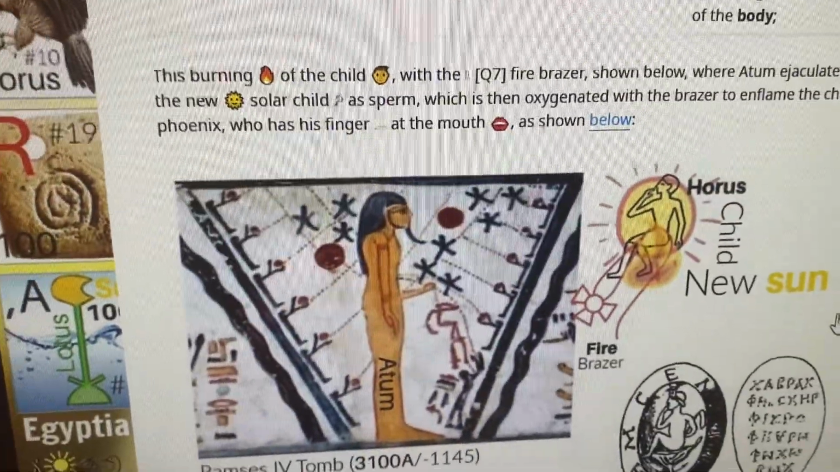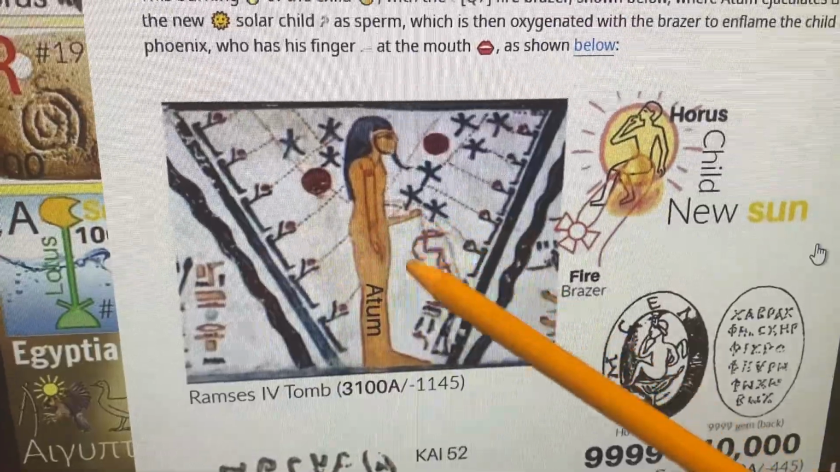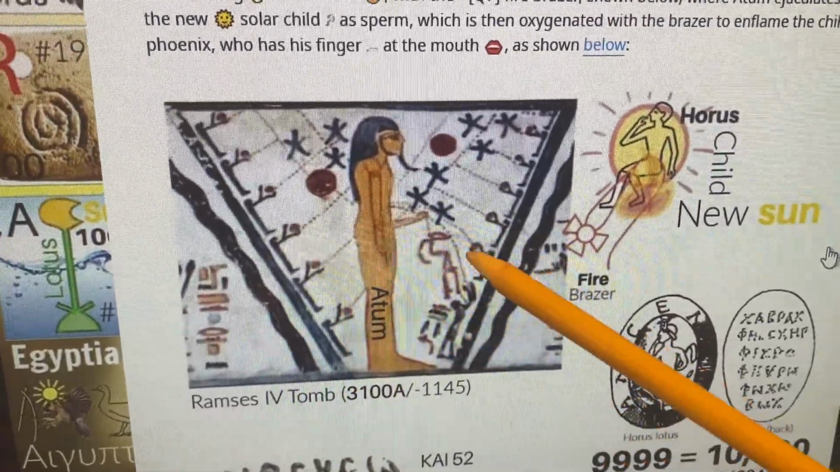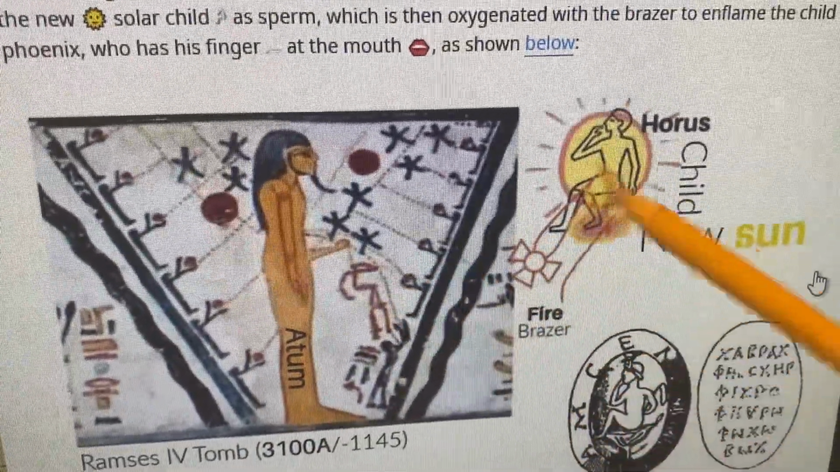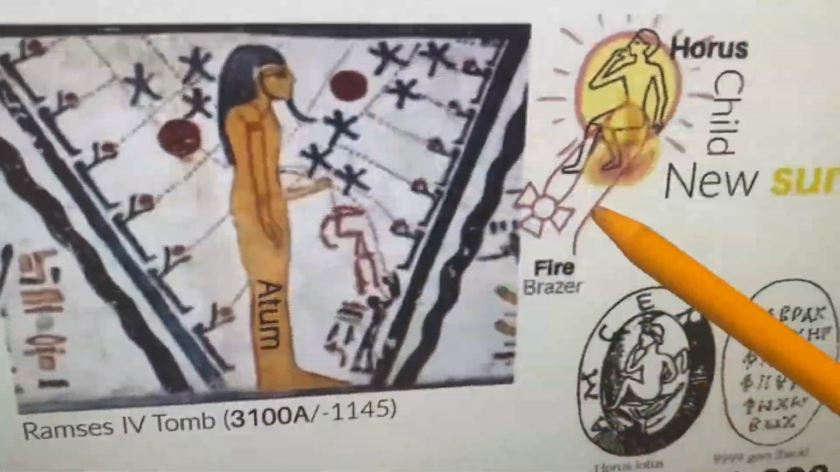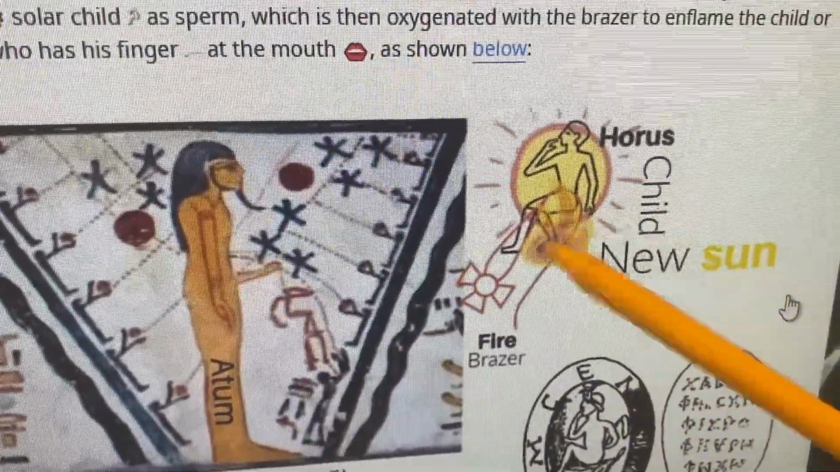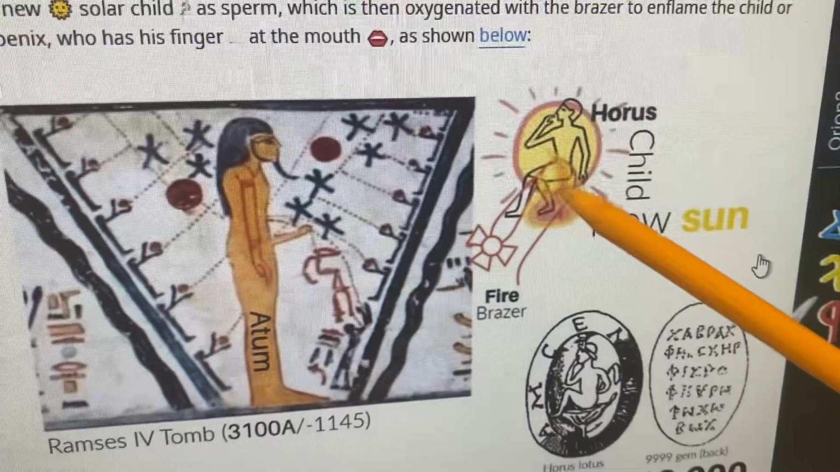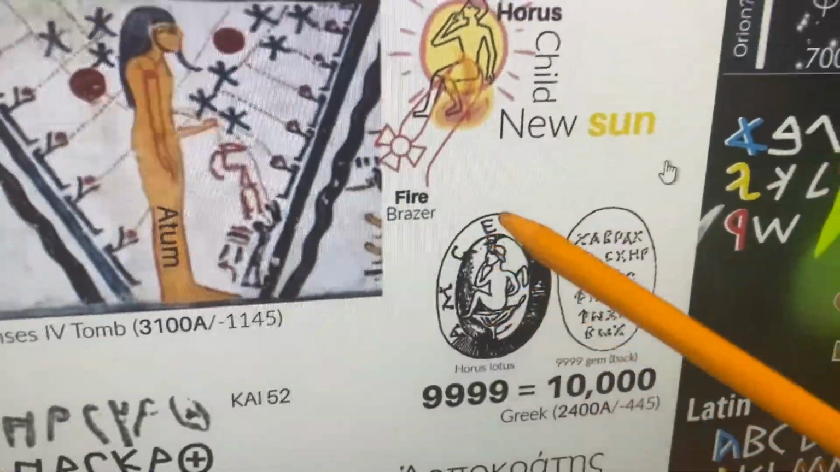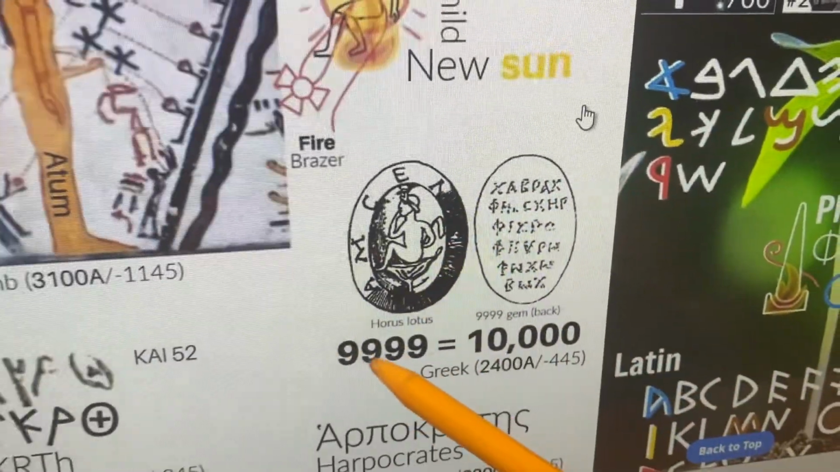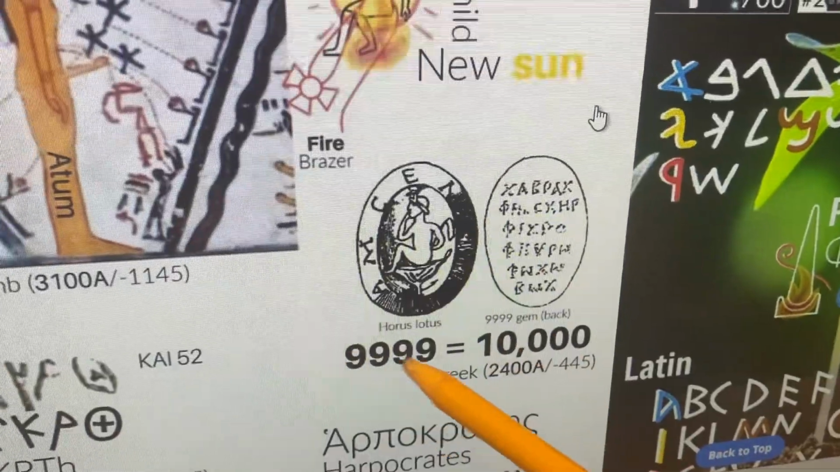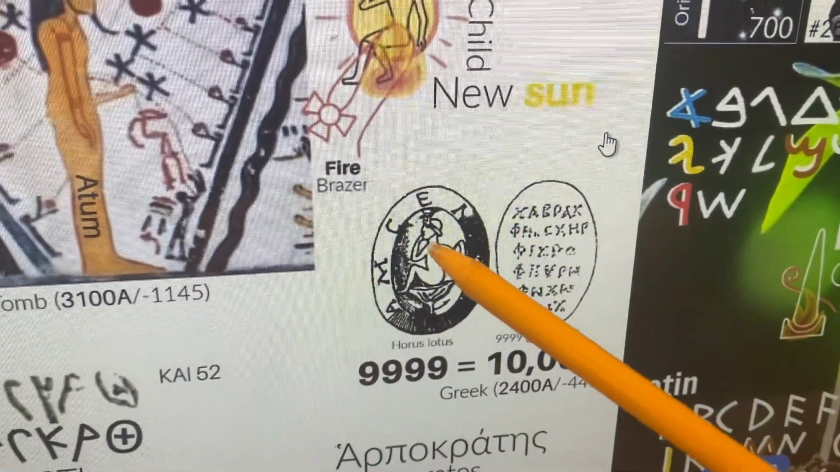And here we see Atum ejaculating the Horus child underneath the fire brazier. This pumps oxygen into the fire and makes the flame become stronger. This is the Greek version. It's called Harpocrates. This is 999 on the back of this coin, and he's sucking his finger, which we just read over here.